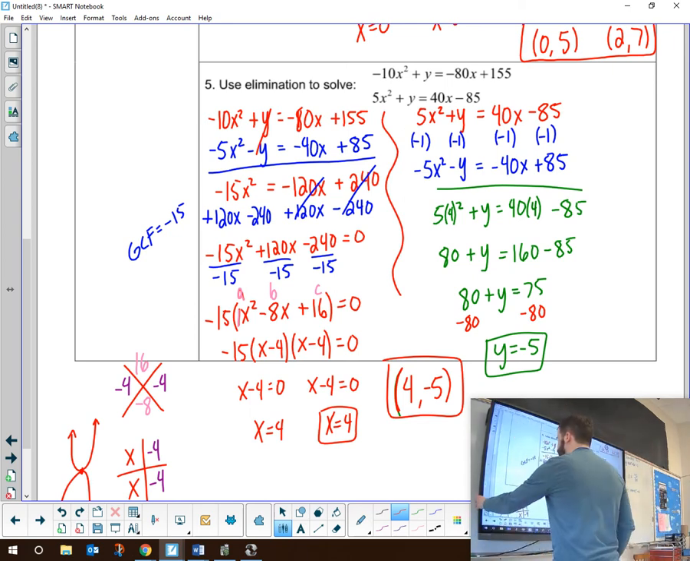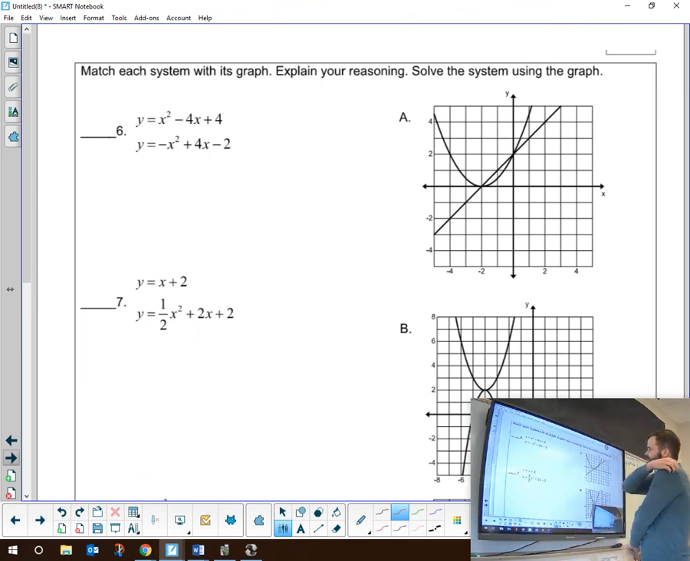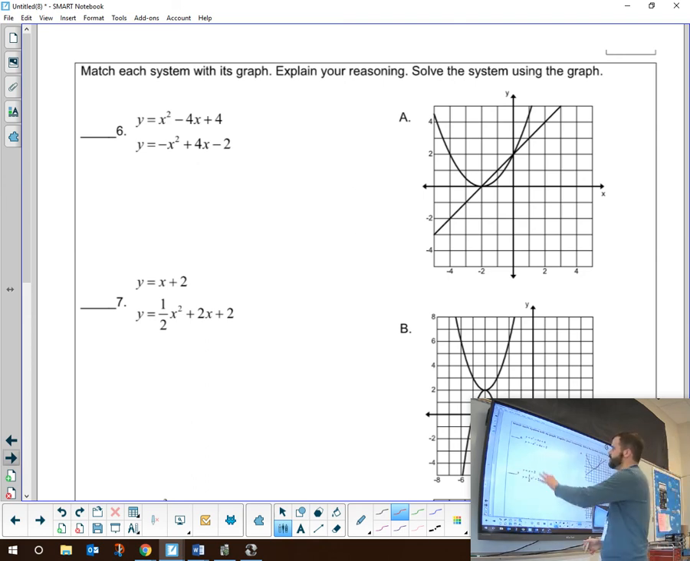So now let's go ahead. Let's turn the page. And the last thing that we're going to do is we're going to match each system with its graph and kind of explain our reasoning a little bit. And then we're going to solve the system using the graph. So let's start here at number 6.